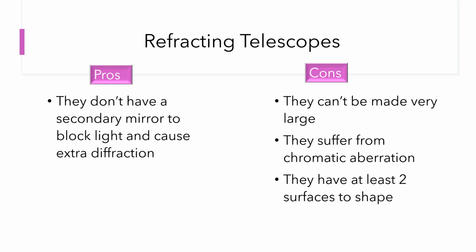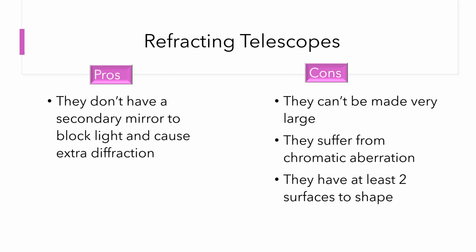So in summary, refracting telescopes don't have a secondary mirror to block light and cause extra diffraction. And this is highly prized in some fields of astronomy. Some amateur astronomers will pay thousands and thousands for a refracting telescope because it will take beautiful pictures of the night sky. You get a really good clear image, even though you can't necessarily see the most distant or the faintest of objects. And that's because there's none of this secondary mirror diffraction.